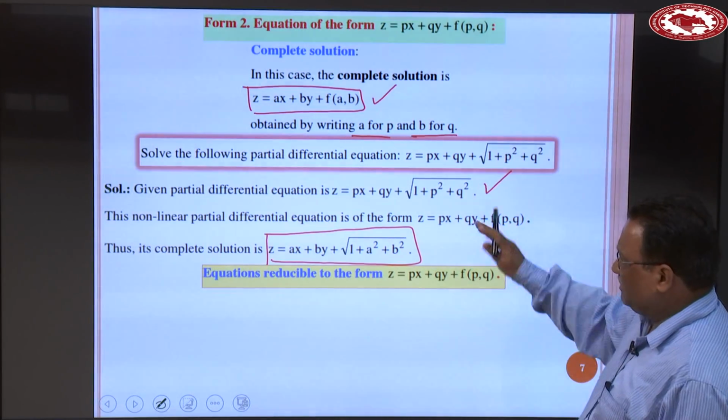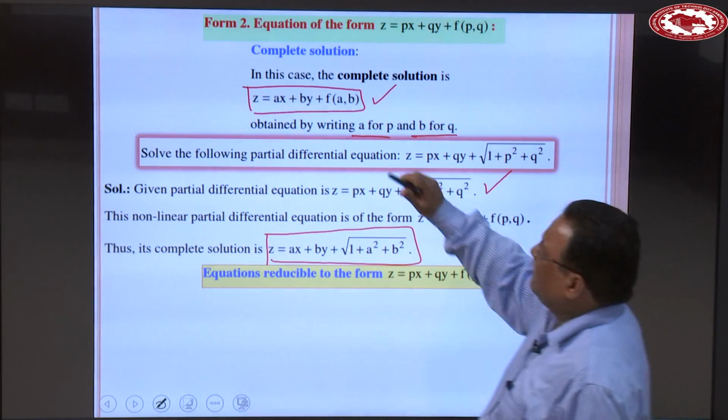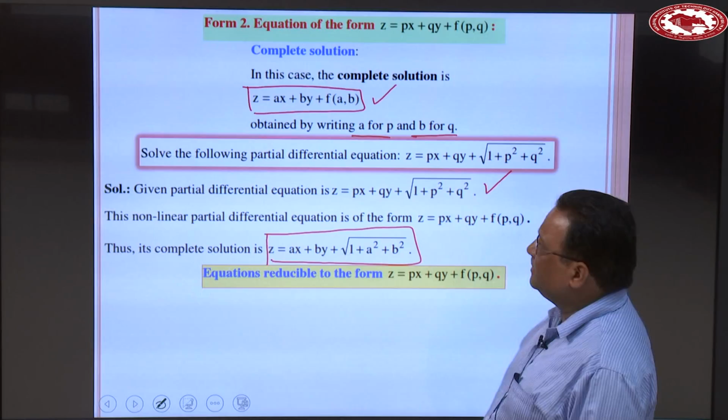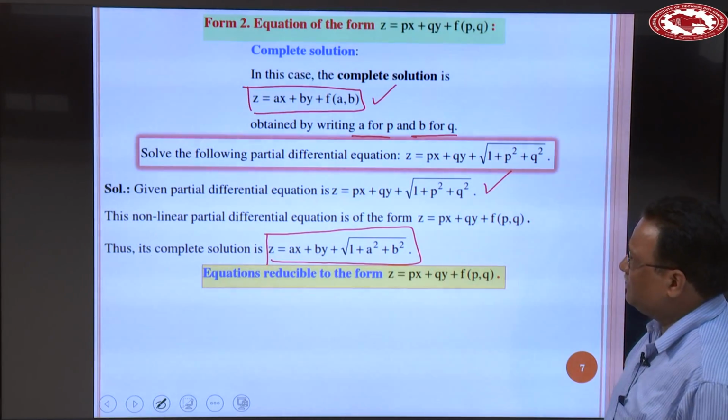So this problem is very simple, but you just remember, if we have this type of partial differential equation, then what is the solution? And in this case the solution is z is equal to ax plus by plus function of ab.